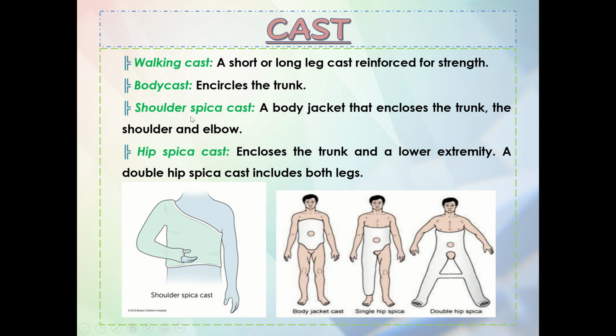Okay, so yung difference ng shoulder with hip, ng shoulder, ang naka-envelope lang is yung ating trunk, tapos kasama si shoulder and elbow. And then for hip spica cast, naka-enclose na si trunk including the lower extremity. Either single yan or double. So, ito pa yung different types of cast, depende kung saan nga siya ilalagay na body part.